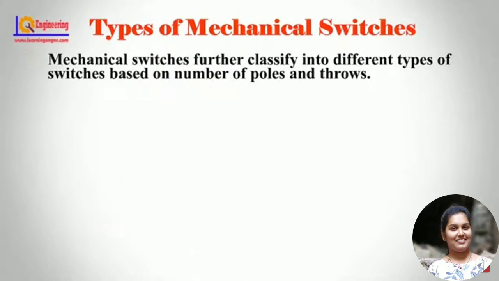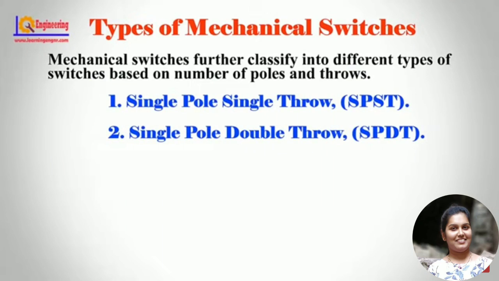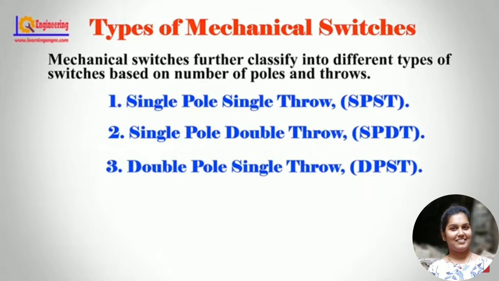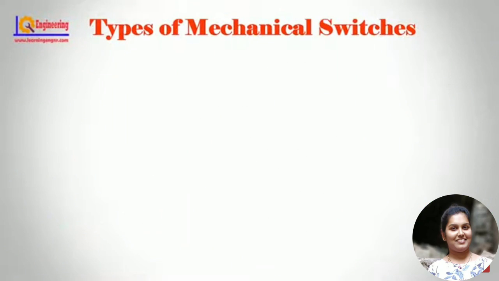Mechanical switches are further classified into different types based on the number of poles and throws. There are 5 types. 1. Single pole single throw, SPST. 2. Single pole double throw, SPDT. 3. Double pole single throw, DPST. 4. Double pole double throw, DPDT. 5. Intermediate switch. Mechanical switches can also be categorized on the basis of holding the current state.